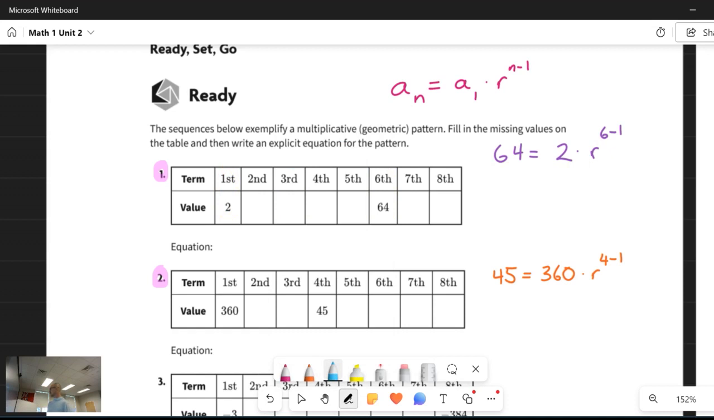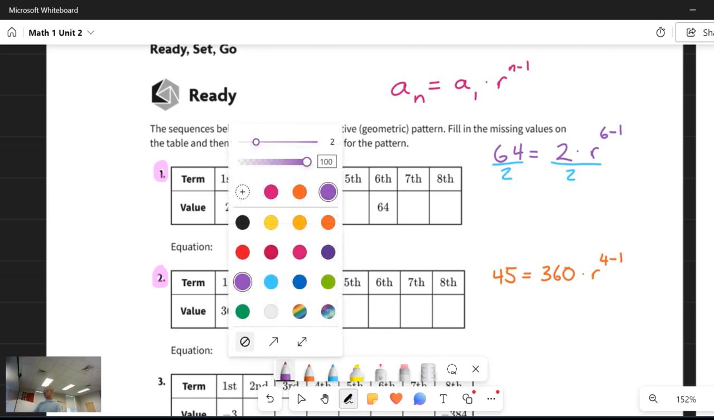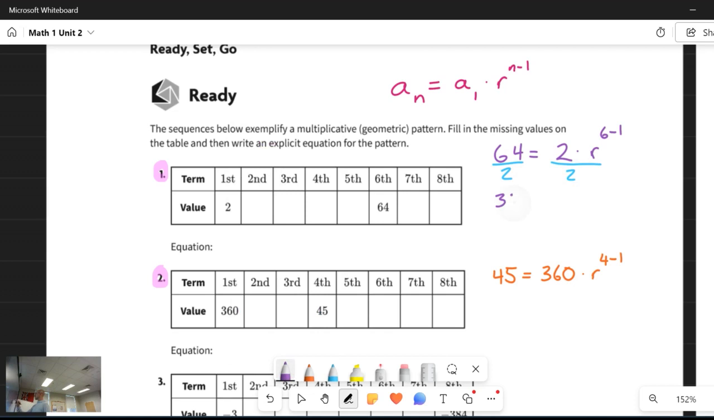If we wanted to solve this, we divide both sides by 2. What this gives us is 32 is equal to r to the 5th power. Then we can use our calculator to figure out r, the 5th root of 32, and we get that r is equal to 2.